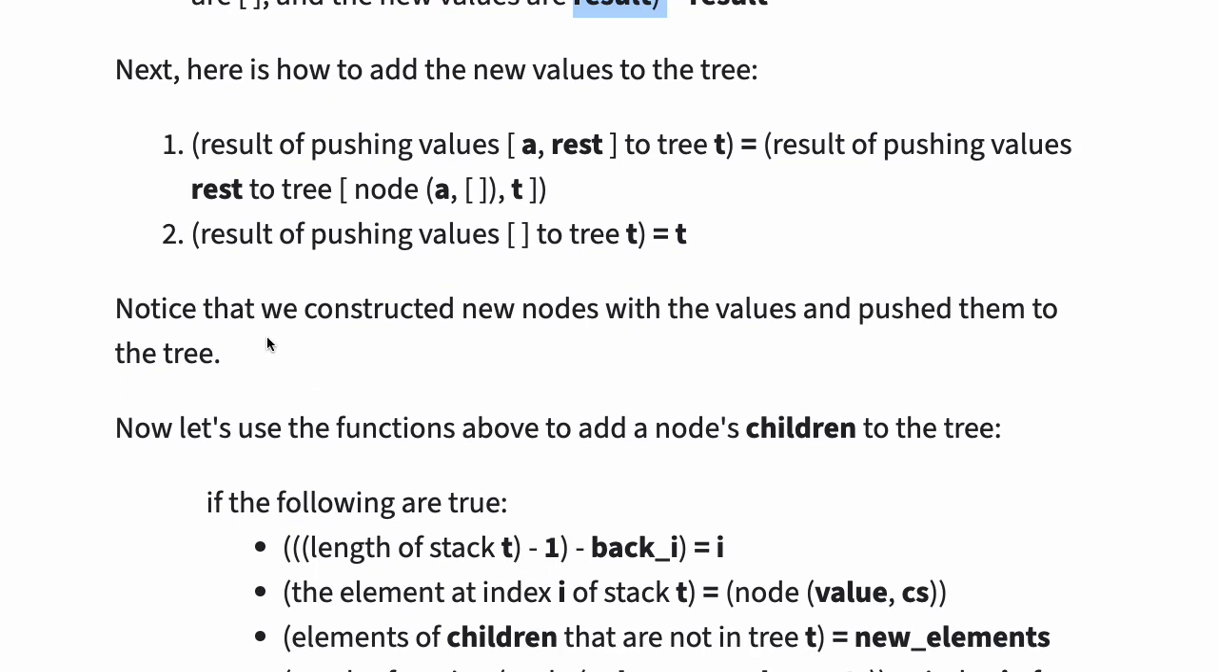Next, here's how to add the new values to the tree. The result of pushing values A, rest to tree T is equal to the result of pushing values rest to the tree node A and T. Property 2 says that the result of pushing an empty value stack to tree T is just T. Notice that we constructed new nodes with the values and pushed them to the tree.